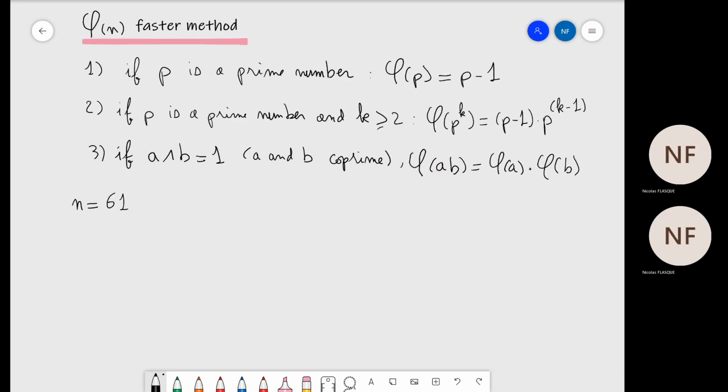So hello again. This is a video about examples of computing phi of n with this faster method, where you have the three steps or three statements which are still listed. So first example, n is equal to 61. Actually, if you do a little search or try a calculation, you will find that 61 is a prime number.